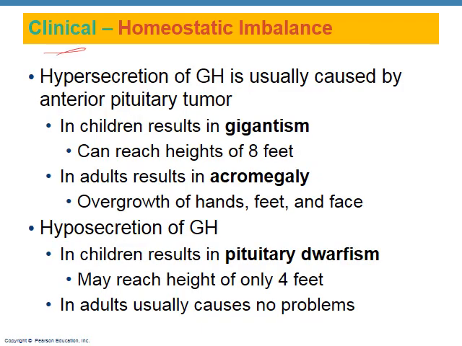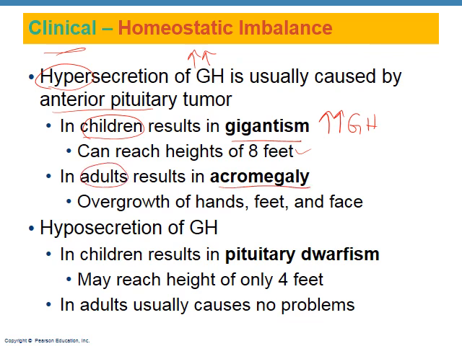Again, with the clinical aspect, what happens if we have too much? So if you have a hypersecretion of growth hormone caused by some sort of tumor on the anterior pituitary, in children, if you have increased growth hormone, you could end up with gigantism. So reaching more than your normal height, 8 feet here. In adults, they call it acromegaly. So if you have an oversecretion of growth hormone in adulthood, it seems to only affect the hands, the feet, and the face. These are the bones that are still able to grow in width. So these are the areas that we see that overgrowth.